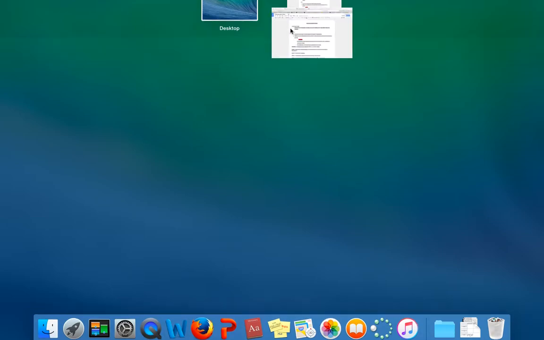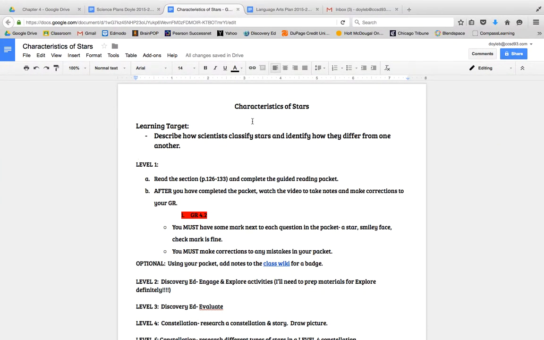All right, let's take a look at characteristics of the stars. Our learning target is to describe how scientists classify stars and identify how they differ from one another. So we'll be looking at how they are classified and how different stars are different from each other.